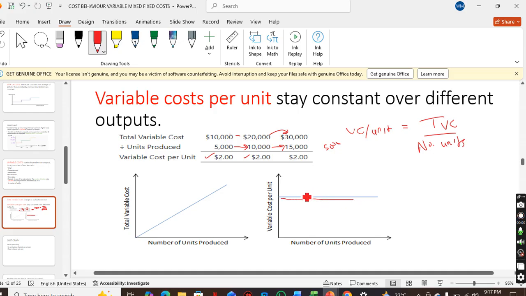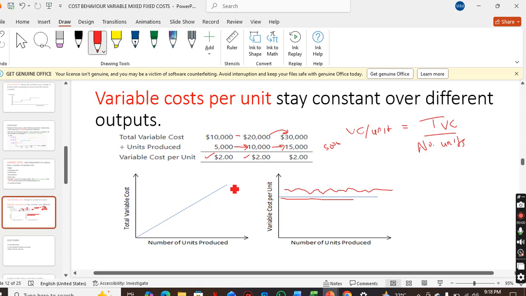But in reality it won't be straight like this. You might get a line something like this. It might go up and down like that, but it will exhibit something similar to a straight line if the increase is at a constant amount. So variable cost per unit, as you can see, this is its graph here, and total variable costs, this is their graph.